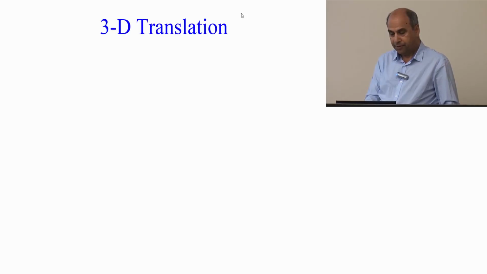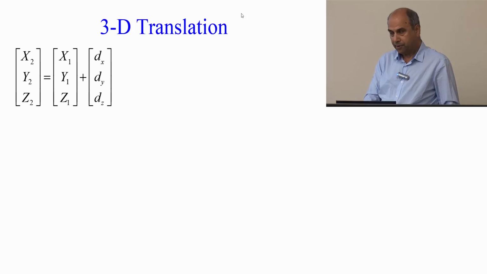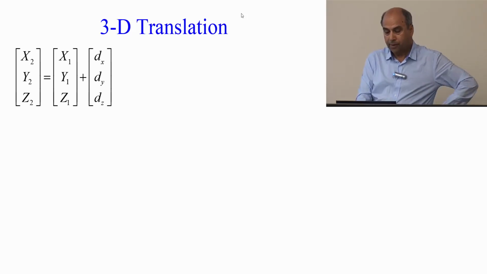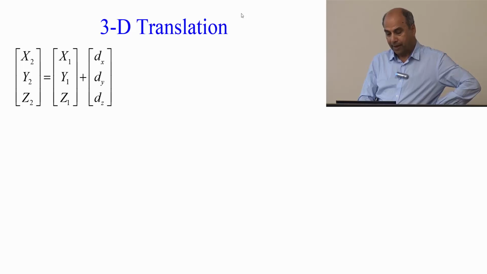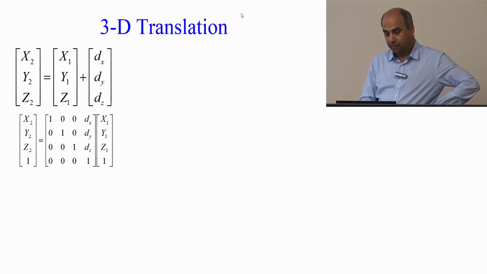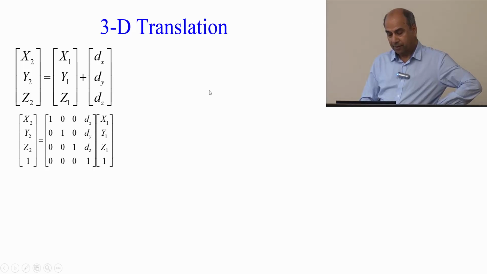So, just simple 3D translation. We already talked about that. If I have x1, y1, z1, and I translate by amounts dx, dy, dz, then this will be x2, y2, z2, and I can write it down in matrix form. It's an identity matrix here, and then these are the translations. I multiply this with the first row to get x2, then the second row to get y2, and so on.